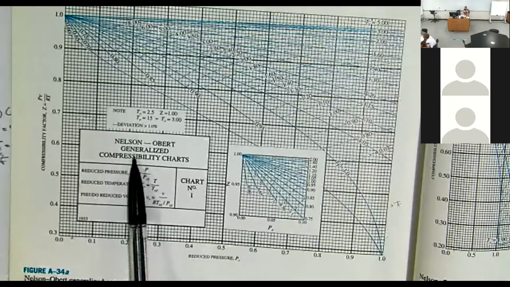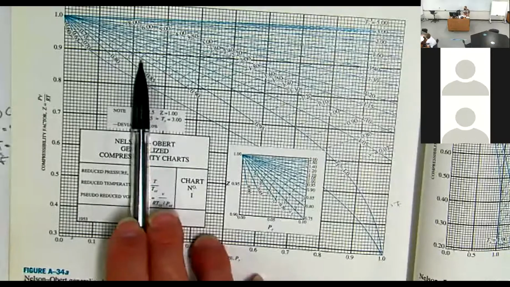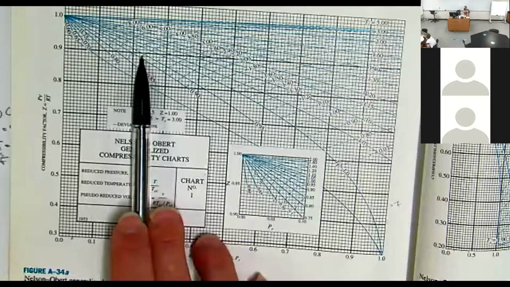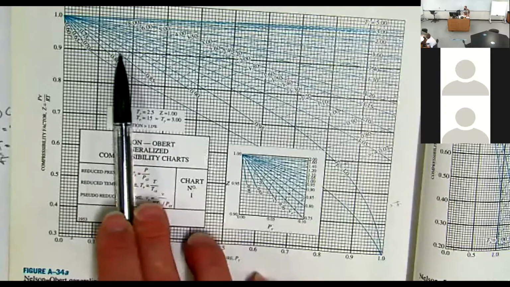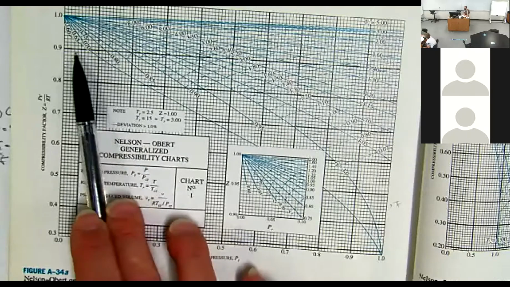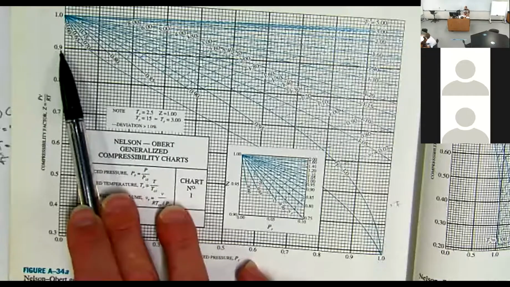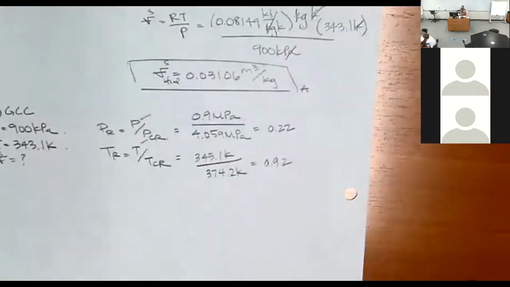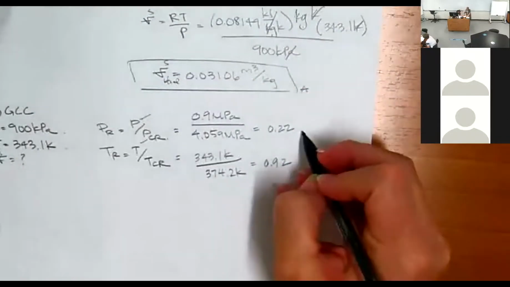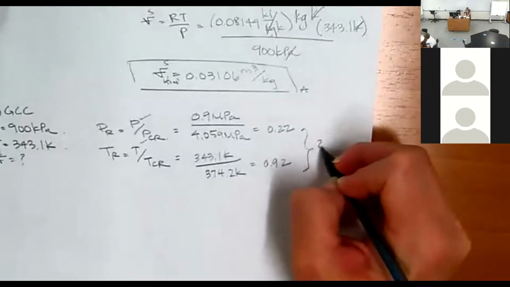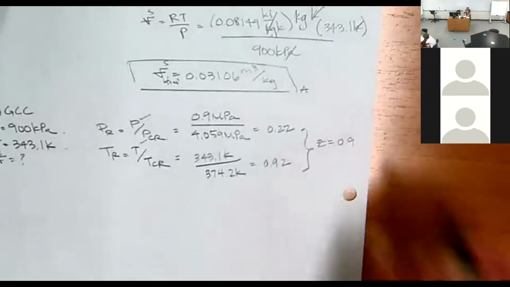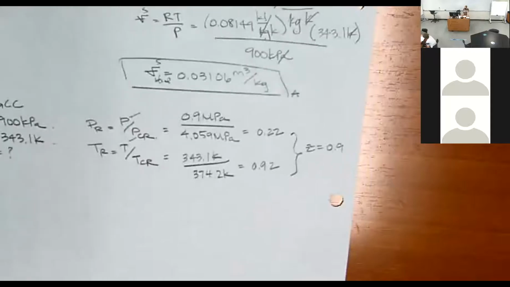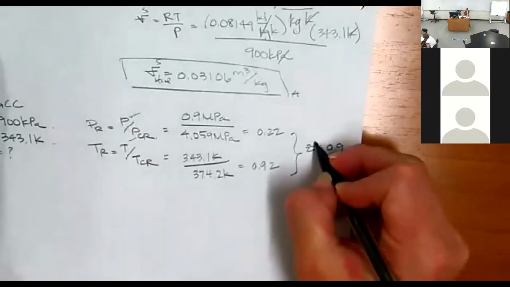I'm going to go up from there, hit my 0.9 line, not quite hit my 0.95 line, kind of go halfway between them. Come over here, probably about 0.89, 0.9. So that's my Z value. So this gives me a Z value of 0.9-ish. I think the solution says 0.91. It's fine. We're going to do about 0.9.